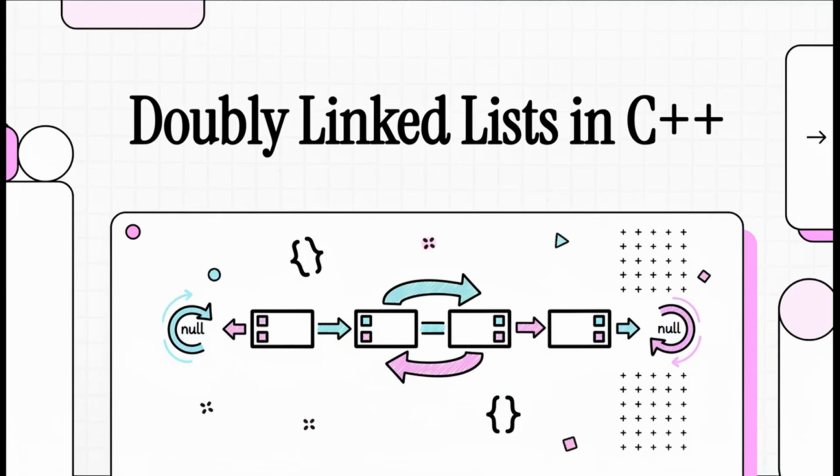All right, so we've talked about singly linked lists before, but what happens when you need to go backwards? That's what we're jumping into today. We're going to demystify the doubly linked list in C++.